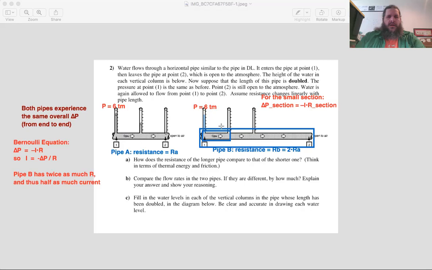Okay. So what we can compare that to, and really we want to compare this to pipe A, because we know the pressures in pipe A, 6 tick marks, and then it looks like 3 tick marks and 0 tick marks. Let me fill those in. So we know the pressure at these 3 labeled points on pipe A. Is there a portion of pipe A that's going to have the same resistance as this portion of pipe B?